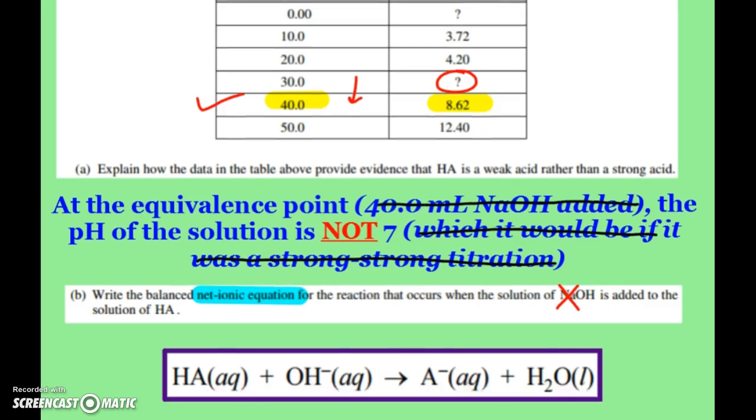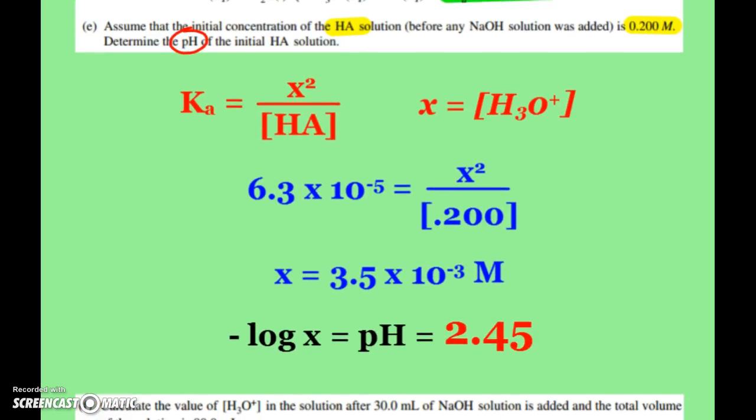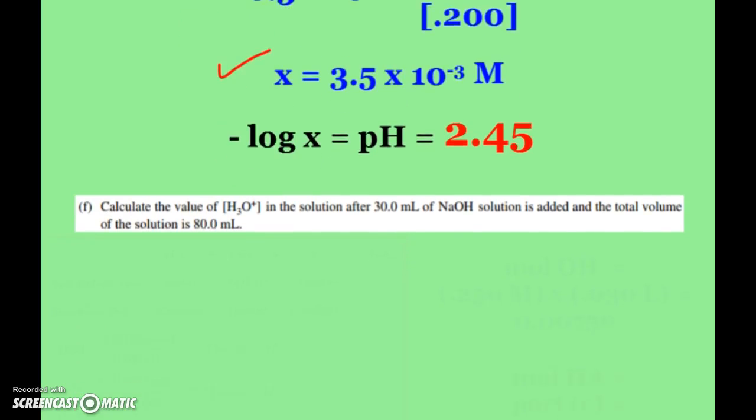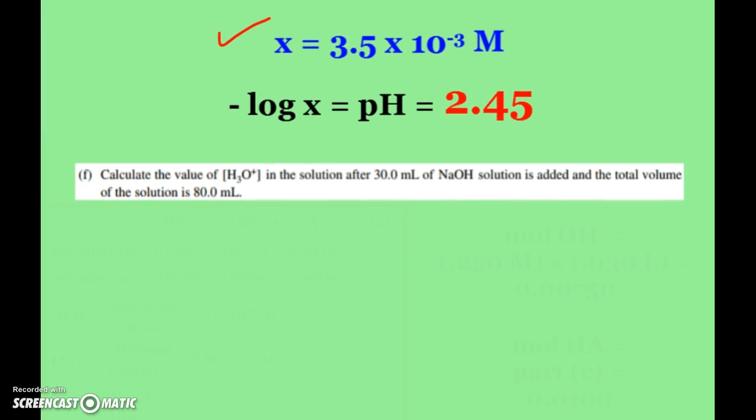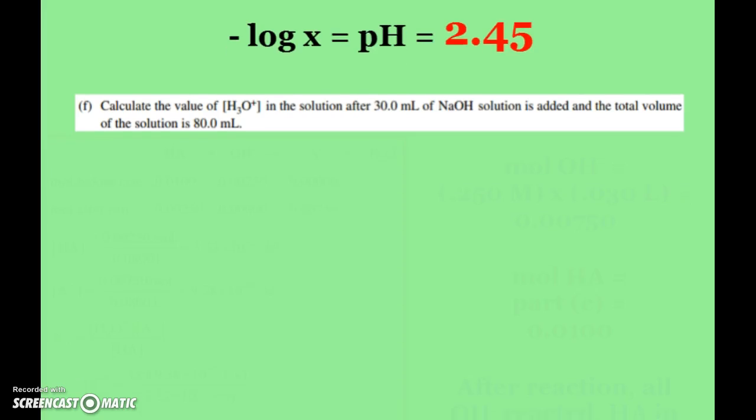All right, at the start, before any sodium hydroxide was added, we just calculated that x is equal to 3.5 times 10 to the negative third molar. So we should expect an answer less than that, because this concentration was our hydronium at the start, and we haven't added the full amount of sodium hydroxide. So we have less than that because the neutralization reaction has begun. So hopefully this triggers in your head: we need an ice table.